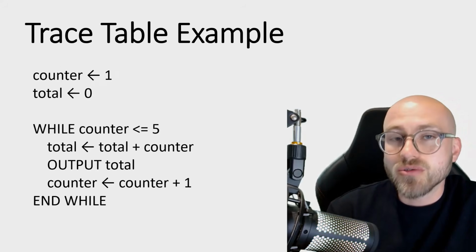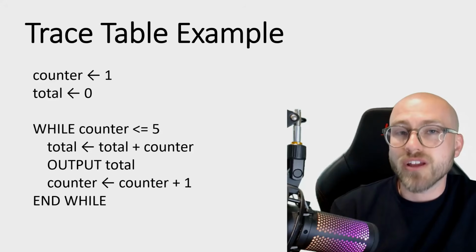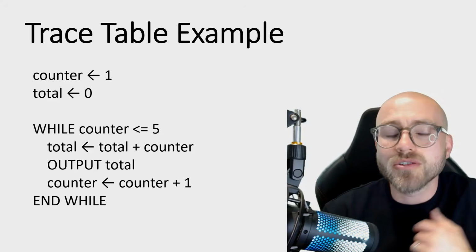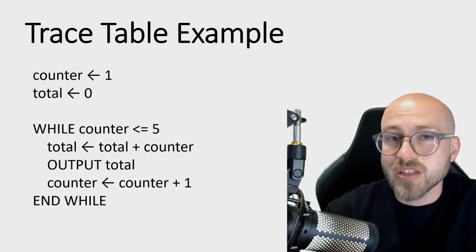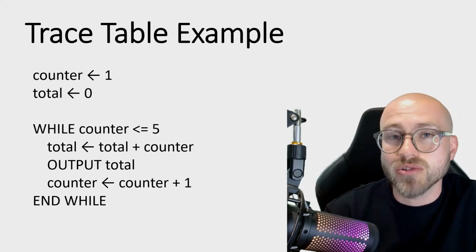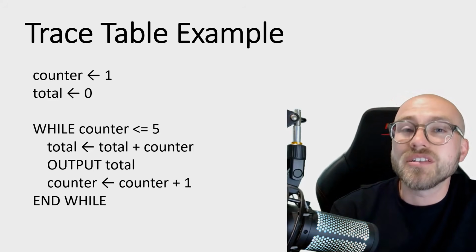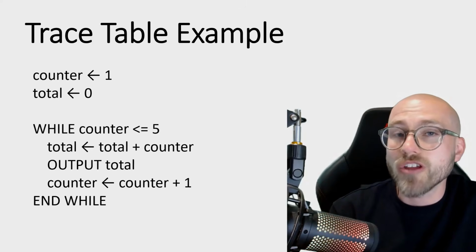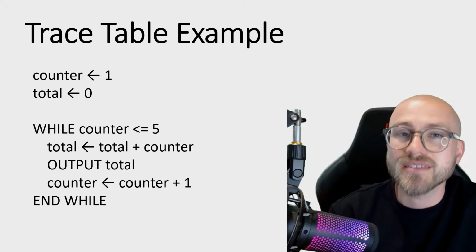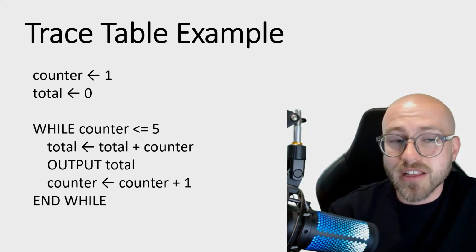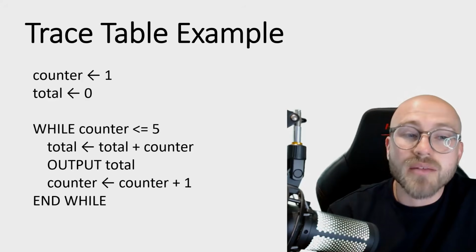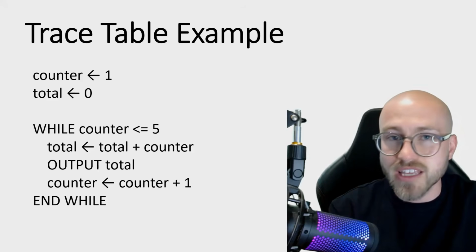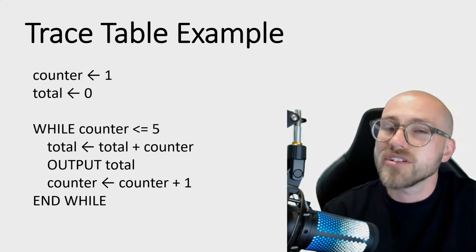Here we've got some pseudocode and we're going to write the trace table out for what this pseudocode actually does. So if we just talk about the pseudocode first, we've got two variables at the beginning. We've got counter and we've got total. So we've got a while loop here, which means it's going to repeat a section of our code. And in this case, while the counter is less than or equal to 5, it's going to repeat. And as part of my loop, total is going to increase each time. And it will output the total, which means it's going to show the user what currently the total is. And then we're going to add 1 onto the counter each time it loops.